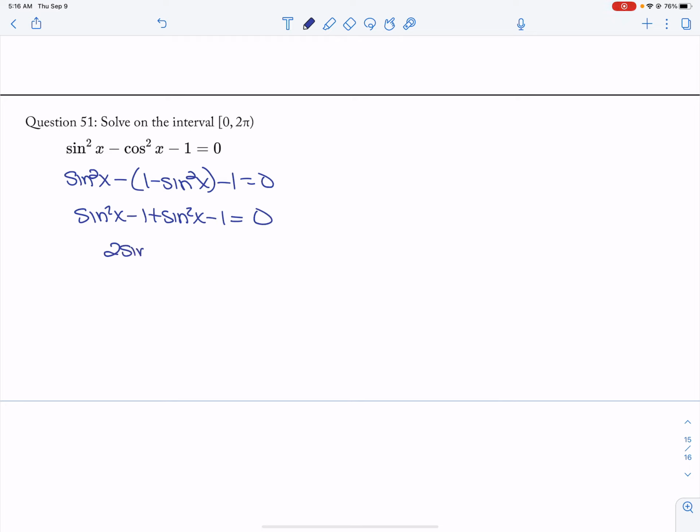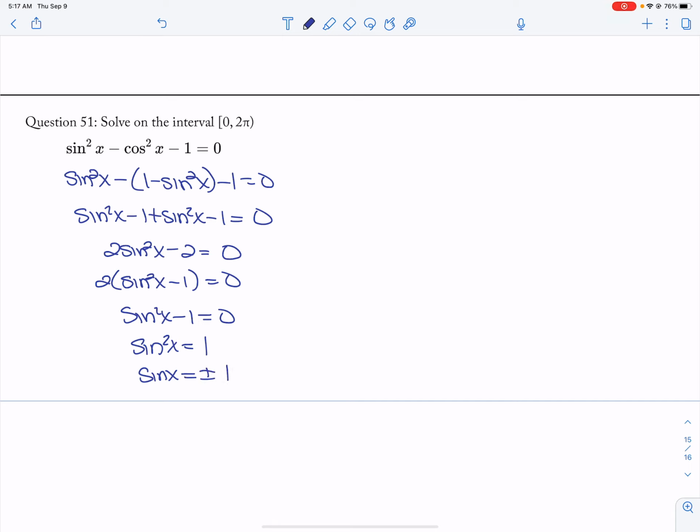So 2 sine squared x minus 2 is equal to 0. Factor out a 2, so that's sine squared of x minus 1 equals 0. So sine squared of x minus 1 is equal to 0 when I divide both sides by 2. So then I get sine squared x is equal to 1, square root both sides, so I get sine is equal to plus or minus 1. So x is pi over 2 and 3 pi over 2.